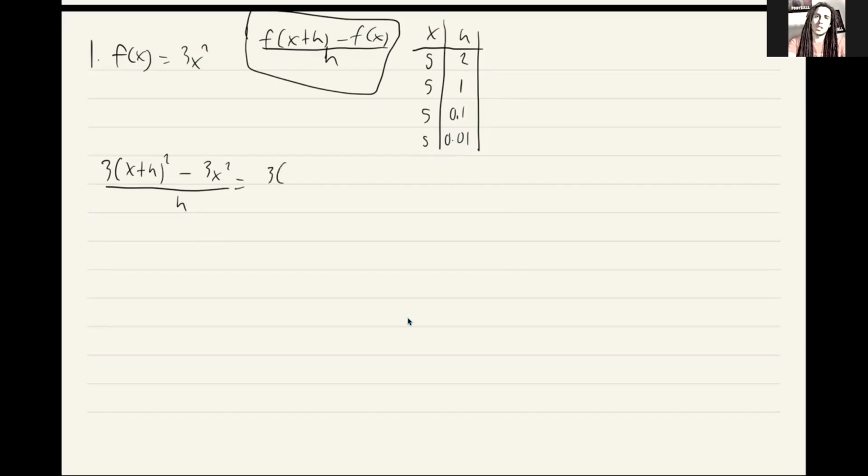We'll leave the 3 for now. We'll have x squared plus 2xh plus h squared, then minus 3x squared over h. Alright, so we'll multiply 3 times x squared, which is 3x squared. Then we have 3 times 2xh, so that's 6xh. And then we have plus 3h squared.